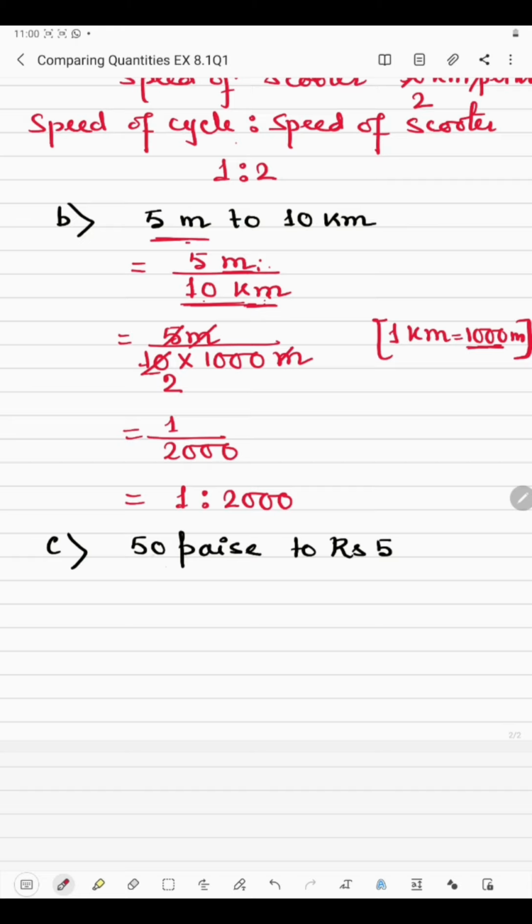Okay. Now in the next part we have 50 paise to rupees 5. So we will have to find the ratio of paise to rupees. Obviously we will write 50 paise in the numerator and rupees 5 in the denominator. Now here we again have two different units, so we will have to convert from rupees to paise and make the unit same. Rupees is the greater unit than paise, so while converting from rupee to paise, we need to multiply. Now 1 rupee means 100 paise.